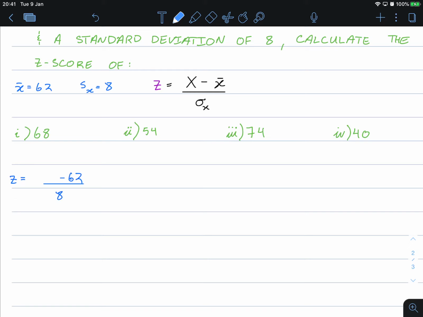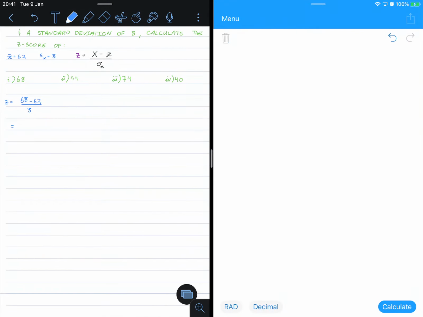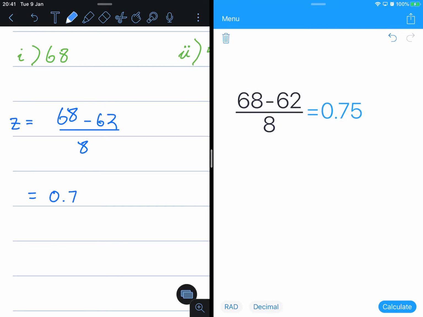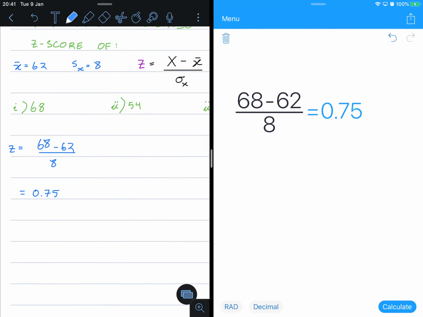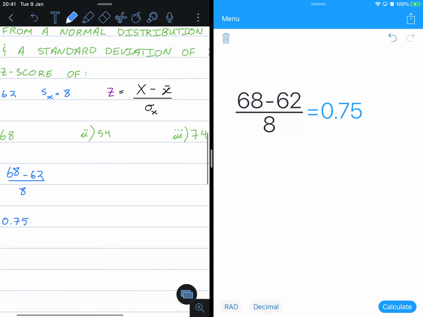Capital X is the number that we are calculating. In this case, it's going to be 68. Using our calculator for this, 68 minus 62 divided by 8 gives us a Z-score of 0.75.